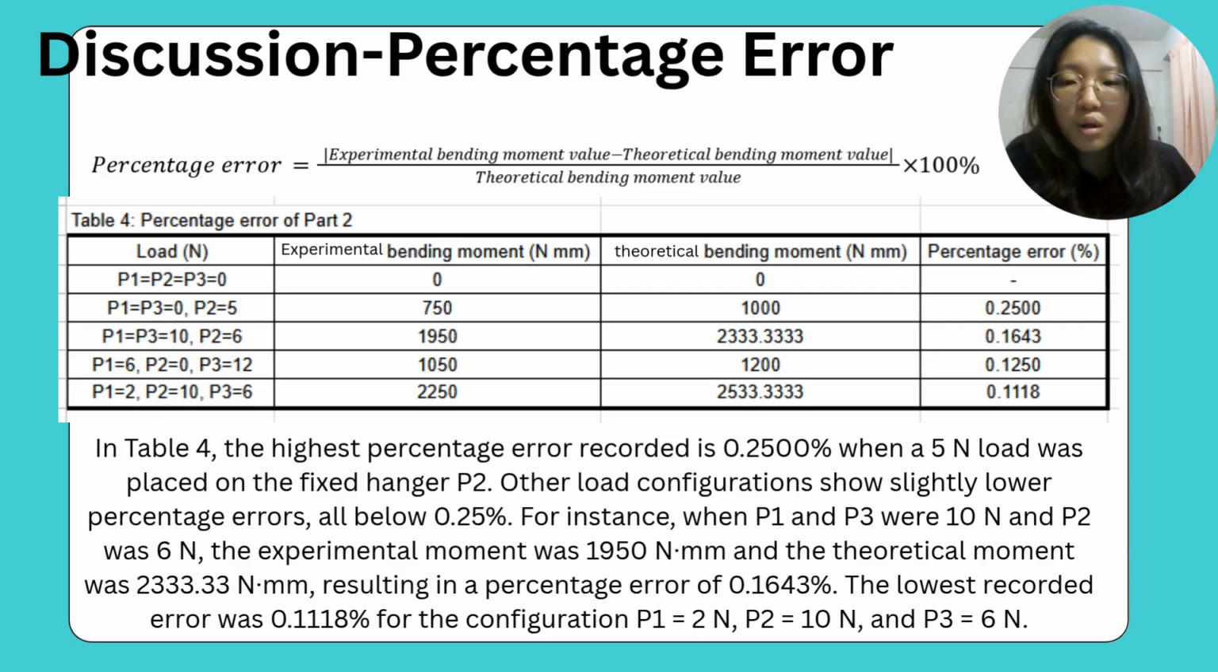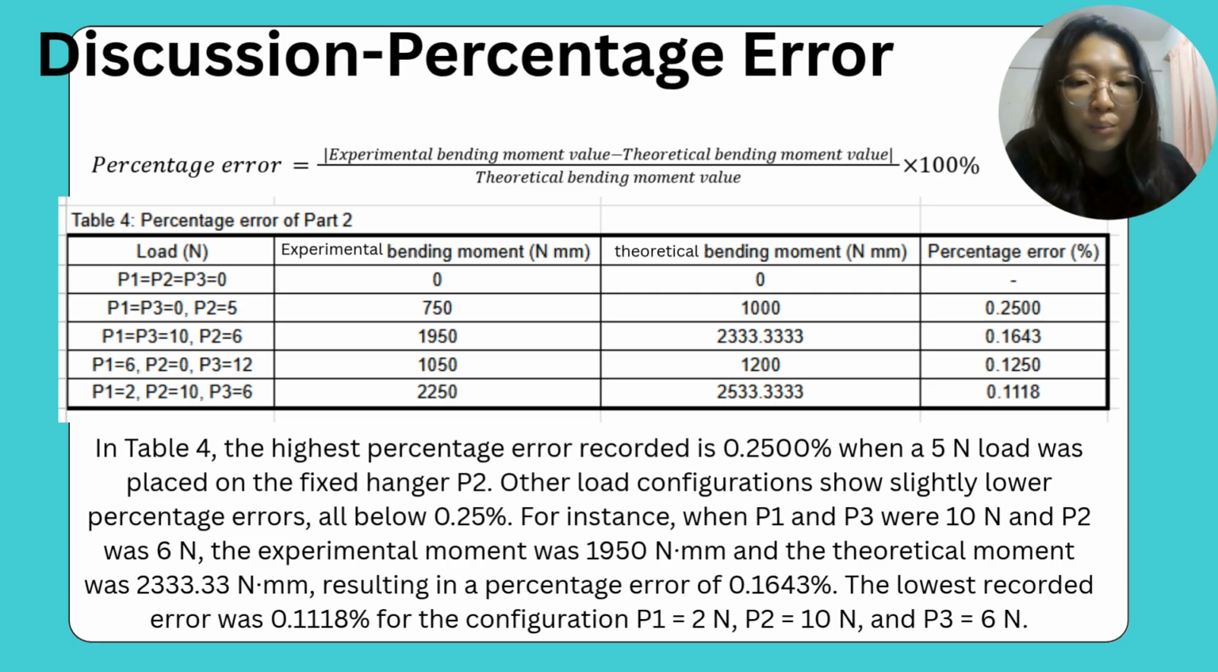Okay, so moving on to the discussion of the percentage error for Part 2. From Table 4, we can see that the table also contains the experimental bending moment, theoretical bending moment, and also the percentage error. In Table 4, the highest percentage error recorded is 0.25% when a 5 Newton load was placed on the fixed hanger P2. Other load configurations show slightly lower percentage error, below 0.25%.